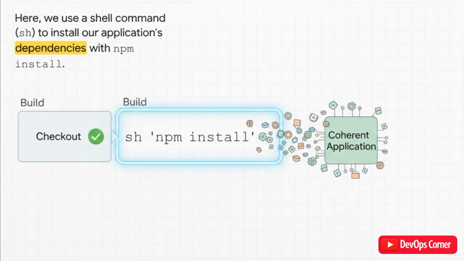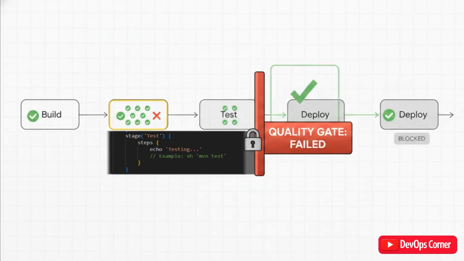Next, we move on to the build stage. For our simple Node.js application, the build step is really just to install all of its dependencies. The sh step is another common one. It simply means execute a shell command. So here we're just running npm install. This command reads our project's package.json file and downloads all the necessary libraries from the internet. This is a critical step for creating a repeatable environment for our application, ensuring every single build runs with the exact same dependencies.